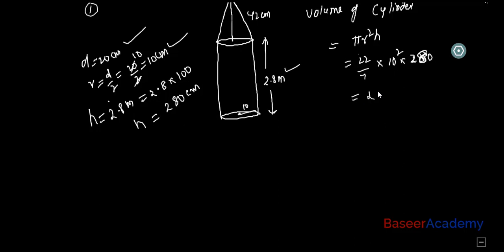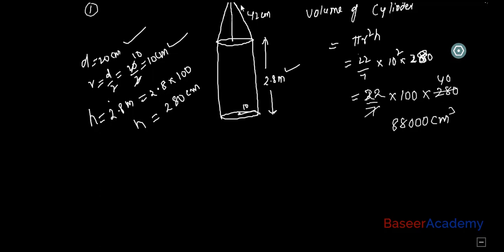22 by 7 into 10 square, which is 100, into 280. I'm writing as it is. 7 into 7 4s is 28. 22 into 4 would be 88, and here we have 3 zeros. So that is the volume of the cylindrical portion.